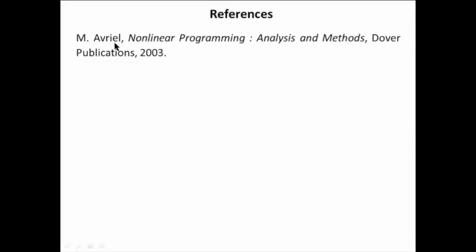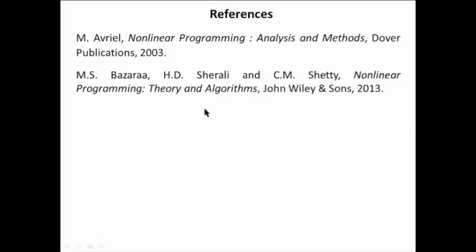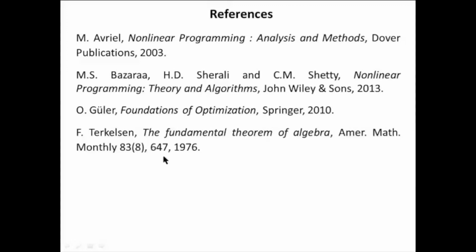this is one good book. This is another book which deals with nonlinear programming for a beginner. I have used most of the contents from the third book, which is our course book, Foundations of Optimization by Osman Güler. This also contains a proof of the fundamental theorem of algebra. And this theorem is basically from the paper by Littlewood.